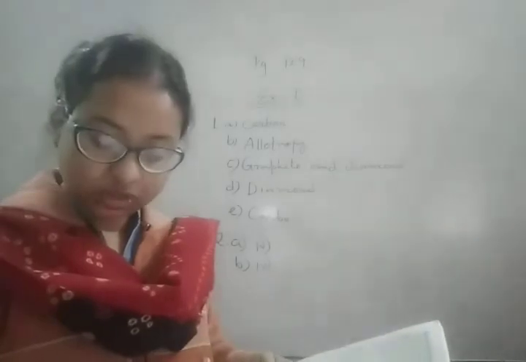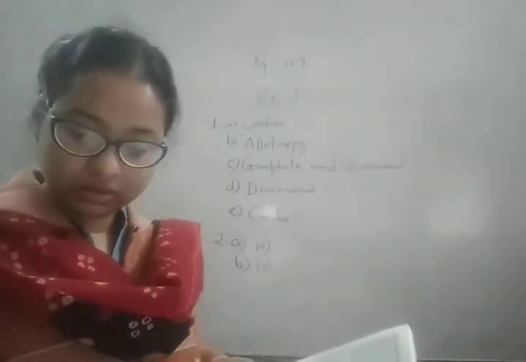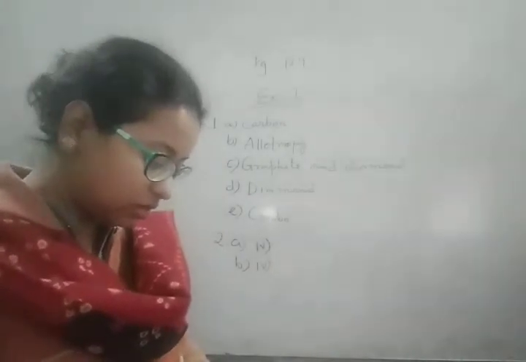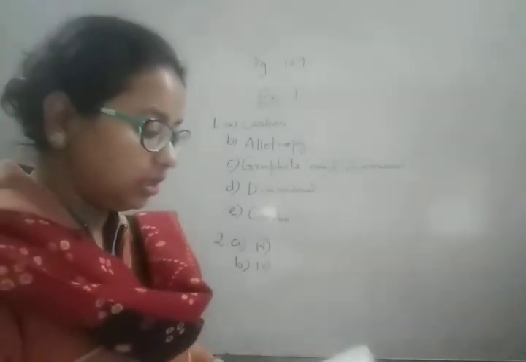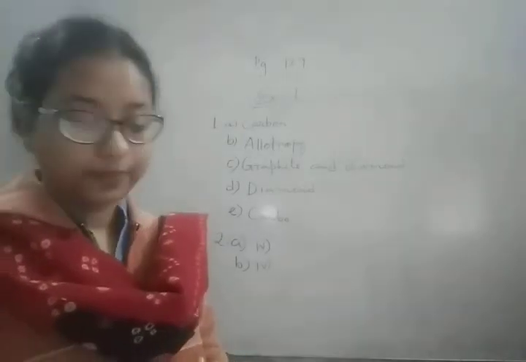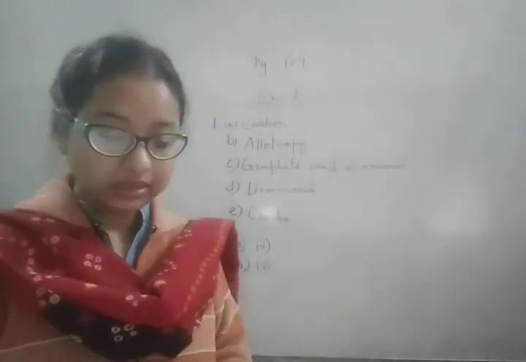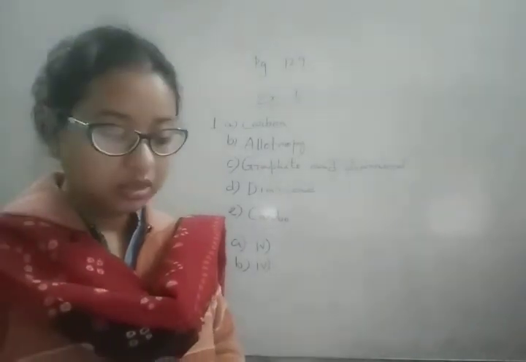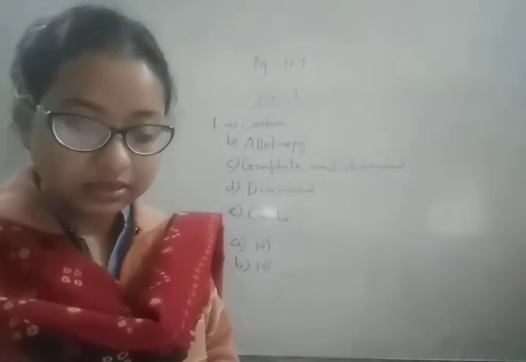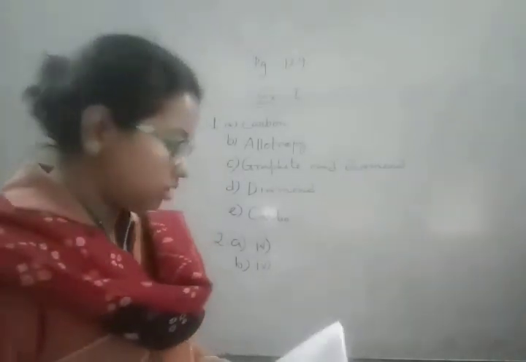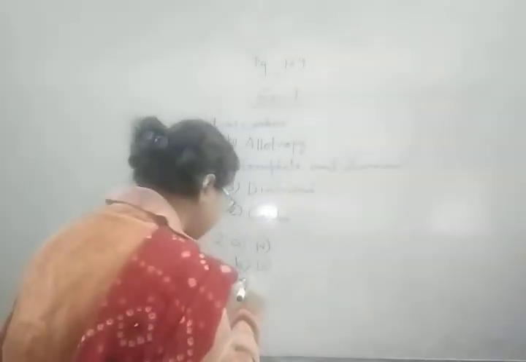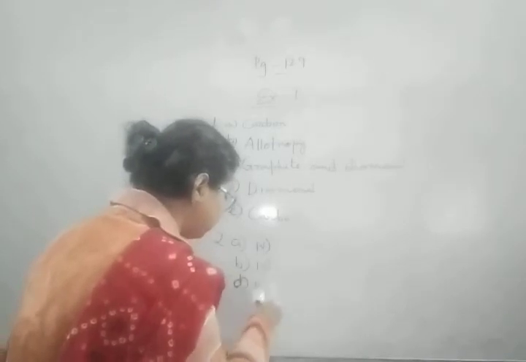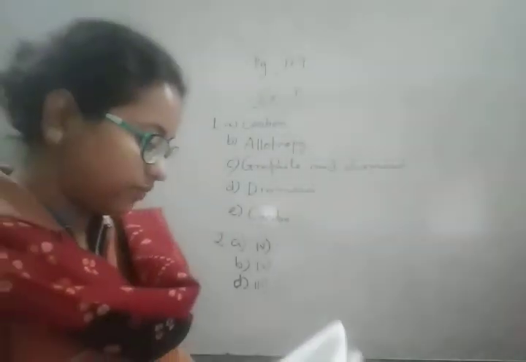Next, diamond is used for. The correct option will be cutting and drilling rocks and glass. The other options are true for graphite; these are the uses of graphite. So only cutting and drilling rocks and glass is correct for diamond. This is B, and the correct option is number 3.